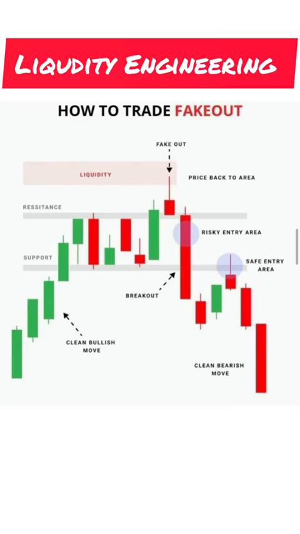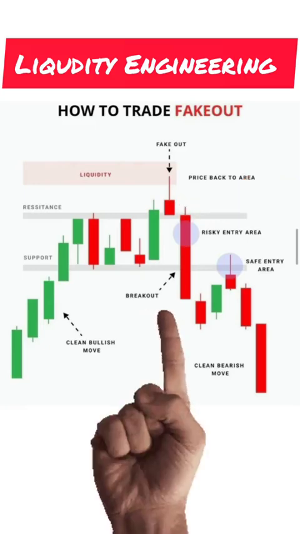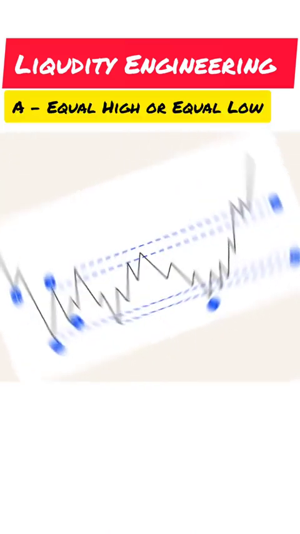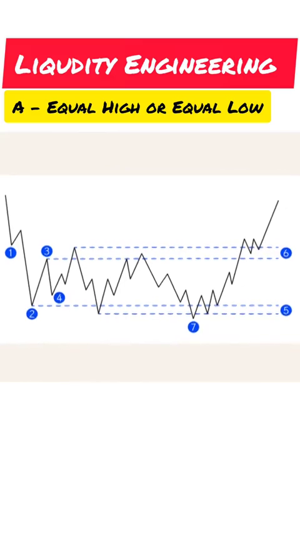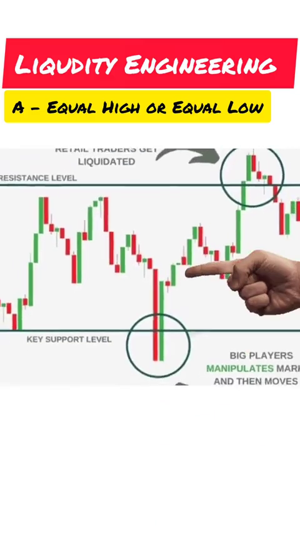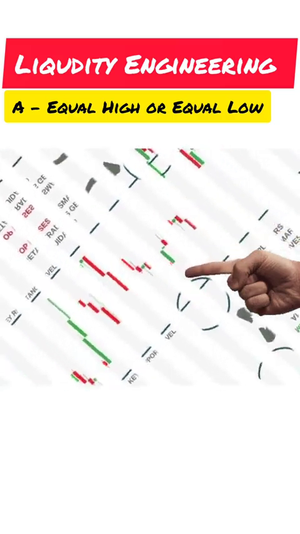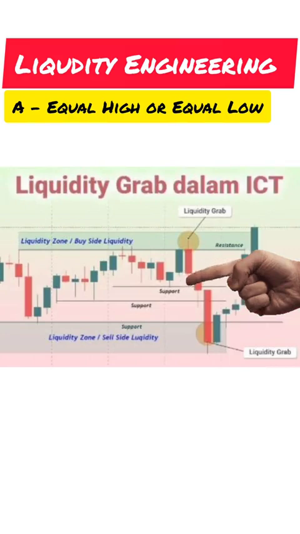1. Liquidity engineering, trap setting. Institutions can't just buy or sell directly. They need the opposite side to be filled first. So they engineer A. Equal highs or equal lows. They let price form double tops or bottoms, which attracts retail stop losses above or below. This creates liquidity pools for future grabs. Clue: if you see a clean, obvious level forming repeatedly, that's bait.